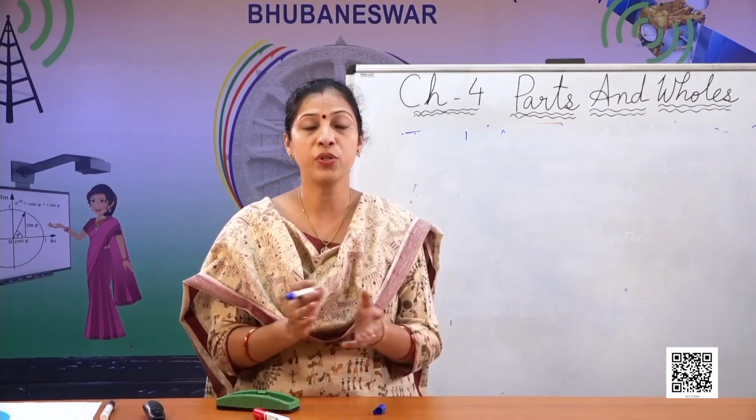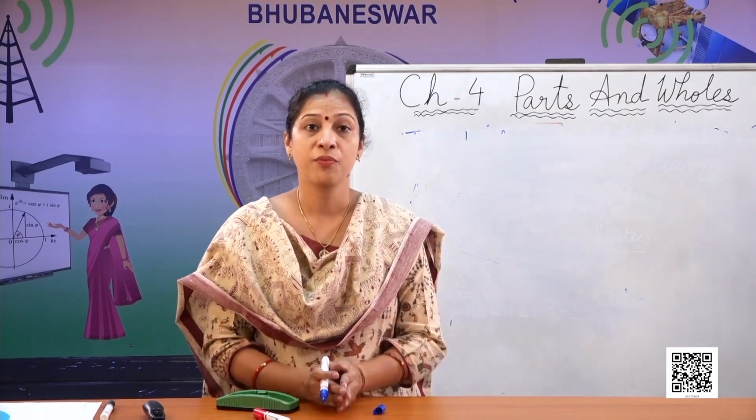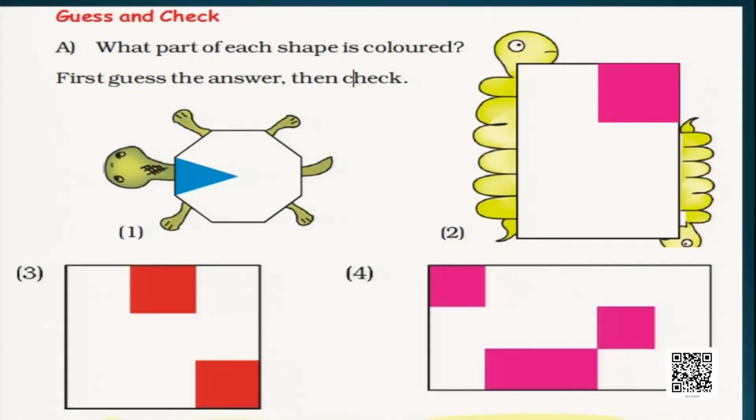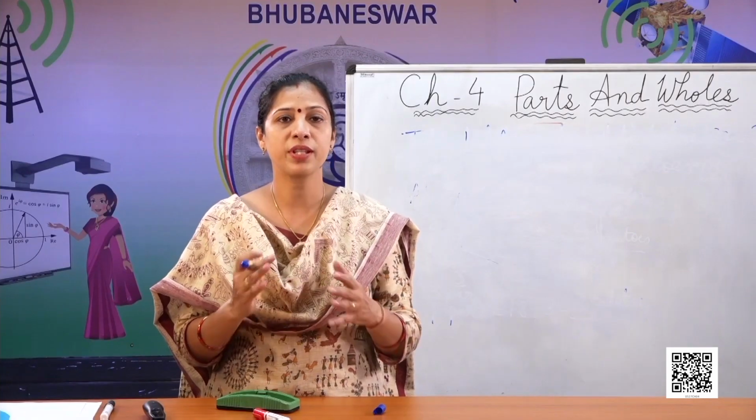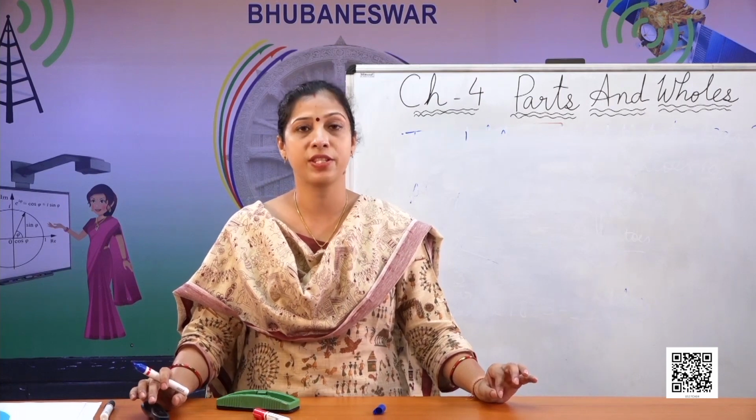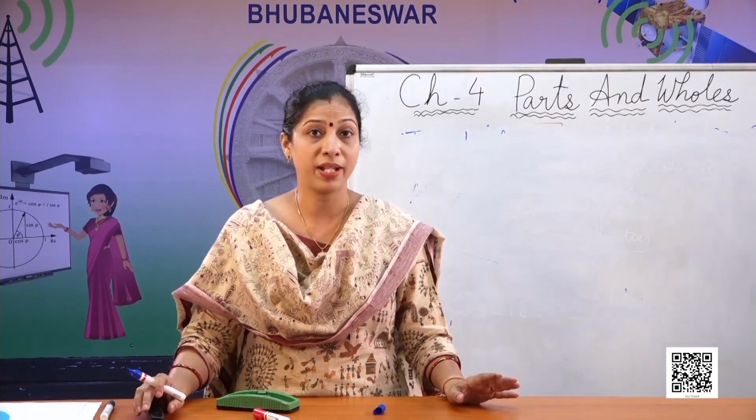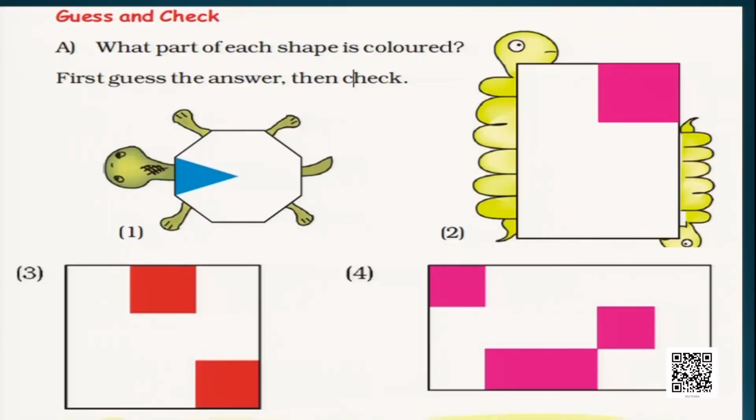Now children, to do this, first we have to find out what part of each shape is colored. You have to guess first, then you have to check your answer. In this type of question, you always have to divide the whole thing into equal parts. Only then can we understand how many parts are colored and how many are not colored. So the first one, the tortoise, I am doing, and you also start guessing about the other shapes. So the first shape is a shape like this.